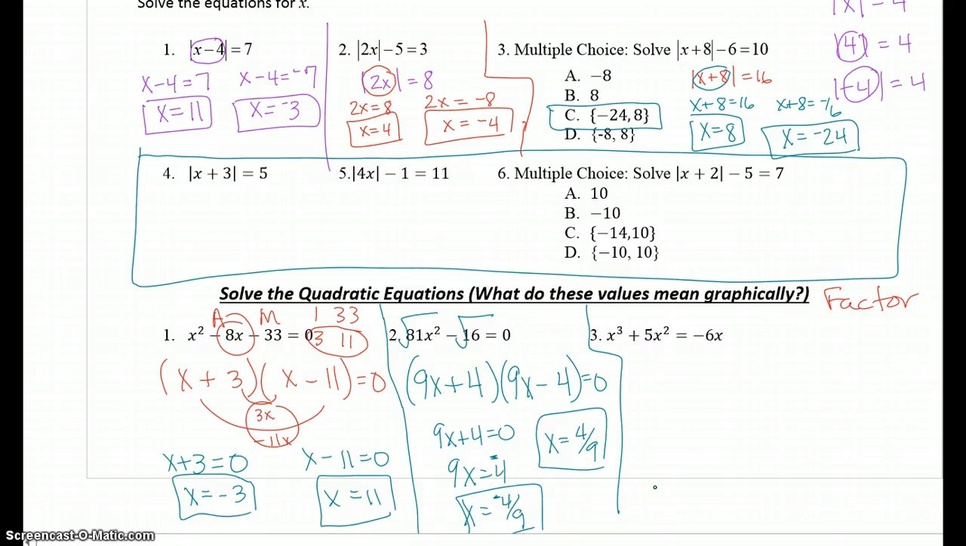Okay, number 3. Number 3 is a little bit different from 1 and 2 because it's not set equal to 0. We first need to add 6x to both sides. So we get x cubed plus 5x squared plus 6x equals 0. Notice I put it in standard form from highest exponents to lowest exponents. And I noticed that I can factor out an x because they all have one x in common. So if I factor out an x, I get x squared plus 5x plus 6 remaining.